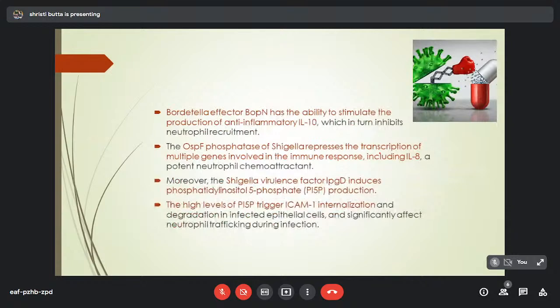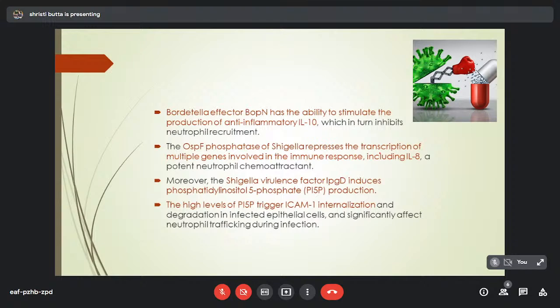Bordetella, what does that do? That stimulates the production of the anti-inflammatory interleukin 10, which in turn inhibits the neutrophil recruitment. Shigella, on the other hand, suppresses genes which are involved in chemotaxis, especially the interleukin 8. Okay, the interleukin 8, once affected, neutrophilic chemotaxis is impaired.